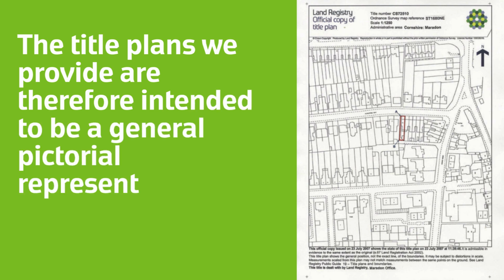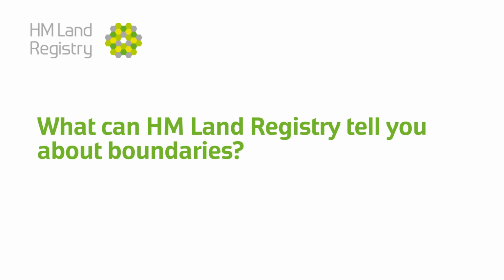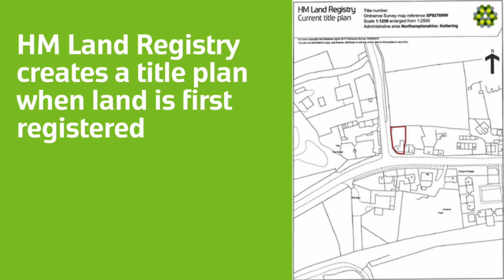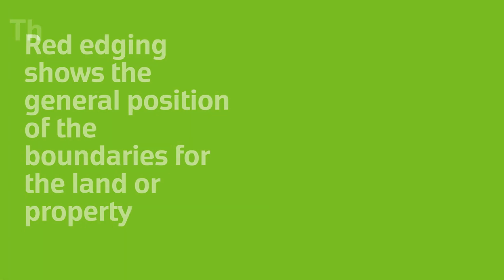What can HM Land Registry tell you about boundaries? When registering a property for the first time, we create a title plan using an extract from the latest version of the Ordnance Survey map. We prepare the title plan as accurately as possible, indicating the general boundaries of the property or land with red edging. These general boundaries may relate to physical features on the ground, such as walls, fences, hedges, roads and rivers, shown by black lines on the Ordnance Survey map.